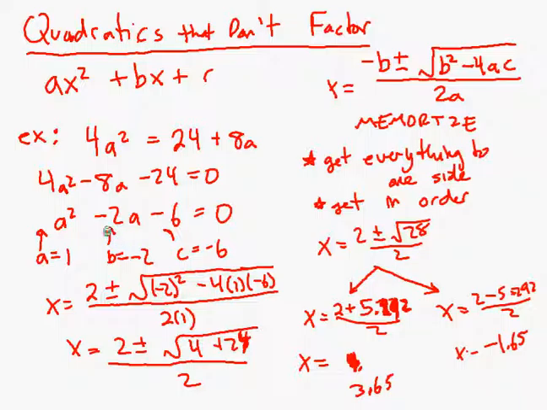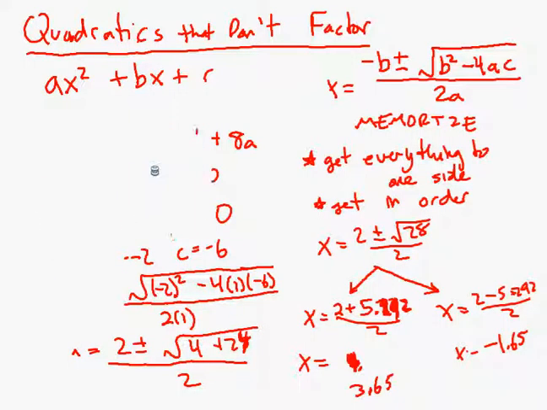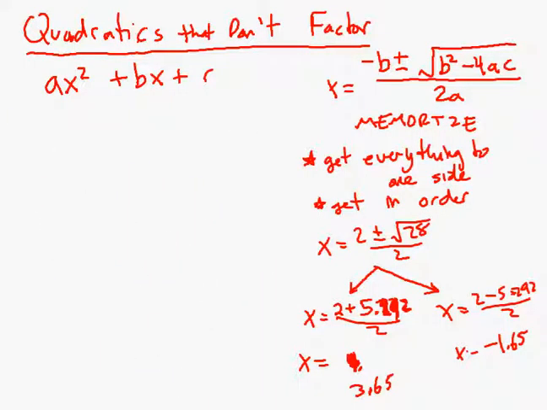One where the a does not go away. And it is not factorable. Alright, so 7x squared minus 2x minus 8 equals 0. So everything's on one side. What's a? 7. What's b? -2. What's c? -8. And then I put those in my formula.